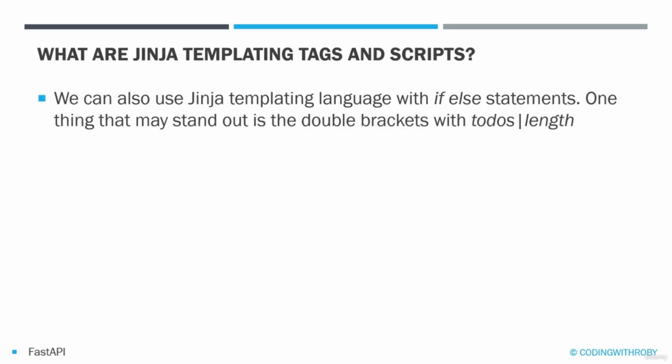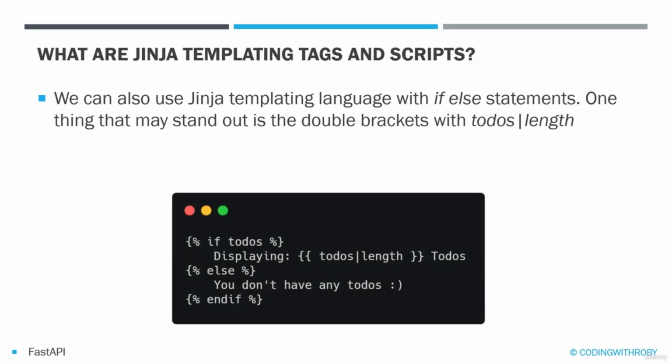We can also use Jinja templating language with if-else statements. Again, we must use brackets with percent signs to create an if-else statement. One thing that may stand out is the double brackets within the to-dos pipe length. As we can see here, a single bracket with percent signs means some type of control flow, loops, or logic, while a simple double brackets means a specific variable. We also have to end the if statement by specifically saying end if, just like we had to specifically end the for loop by saying end for.